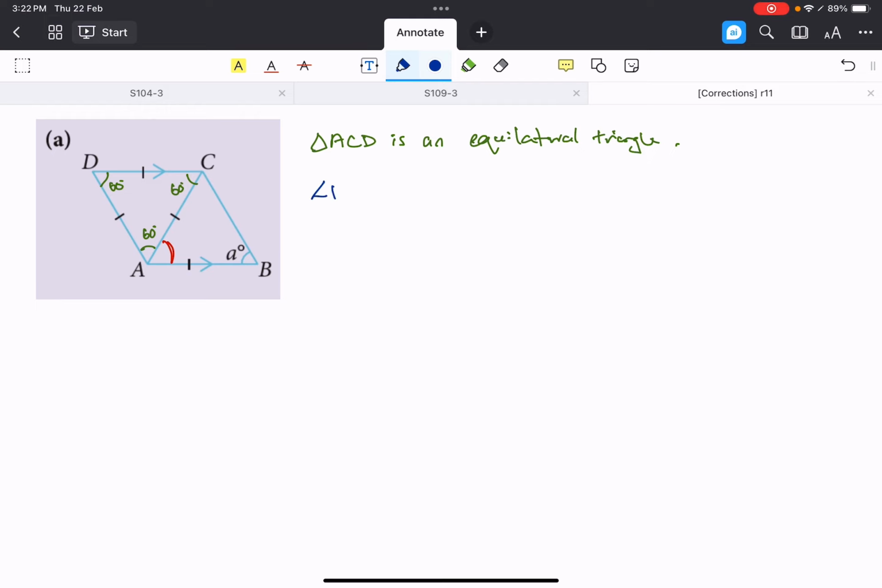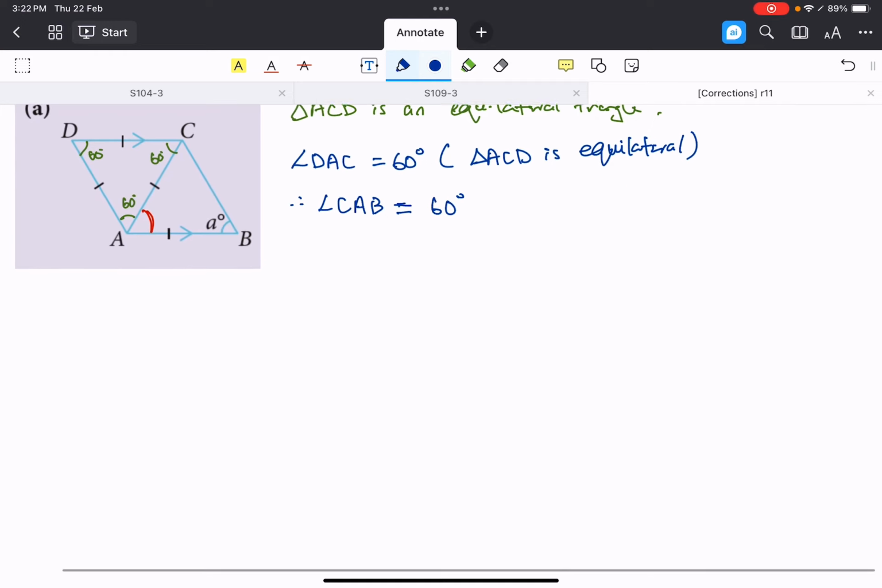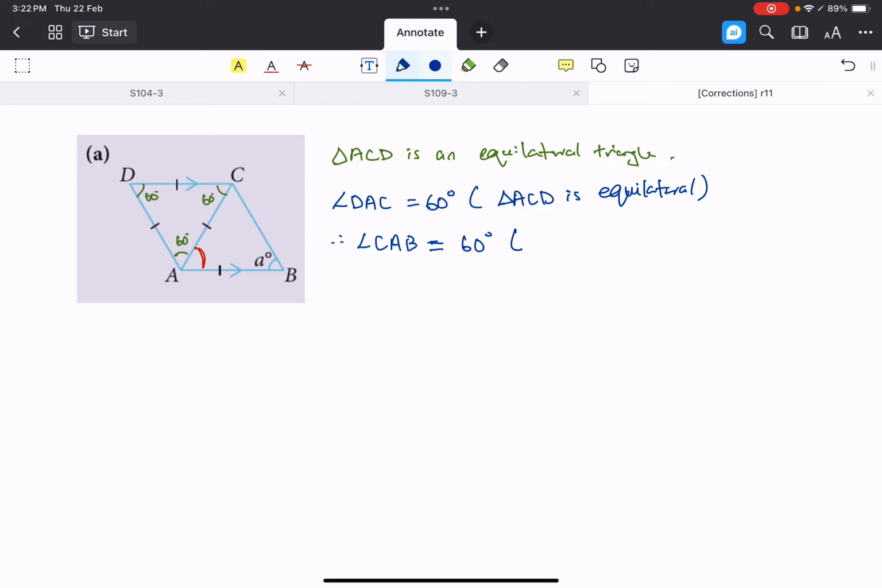We can say that angle DAC is equal to 60 degrees. And the reason is because triangle ACD is equilateral. And then we can say, therefore, angle CAB is equal to 60 degrees due to the property of rhombus, so it's diagonal of rhombus.